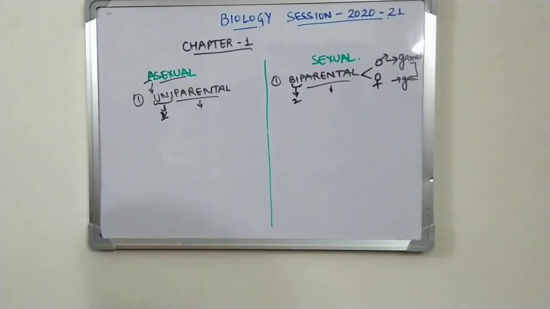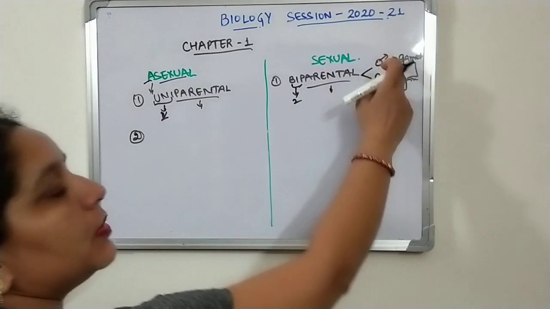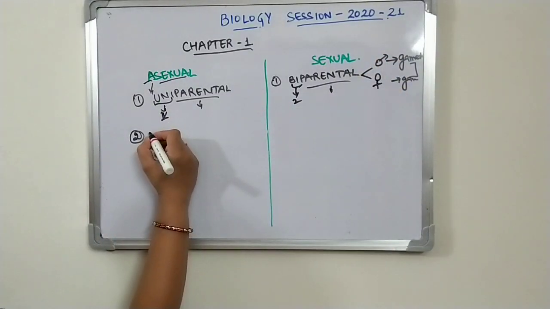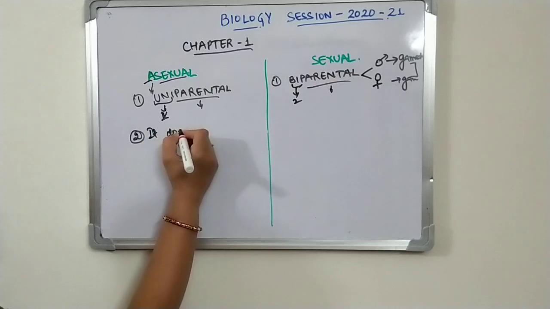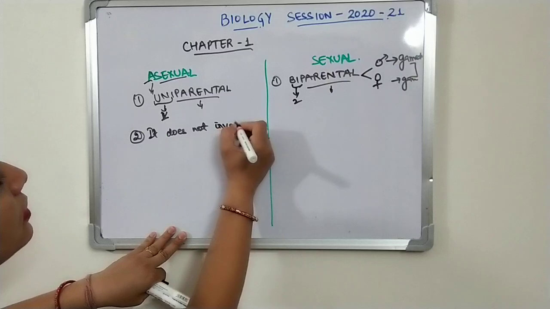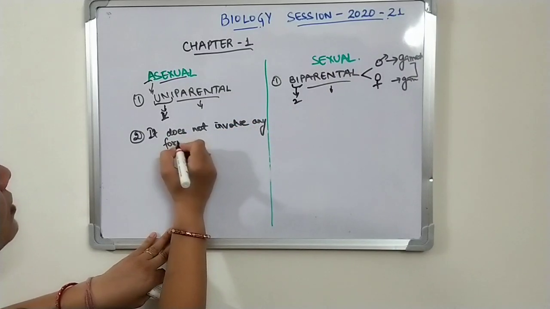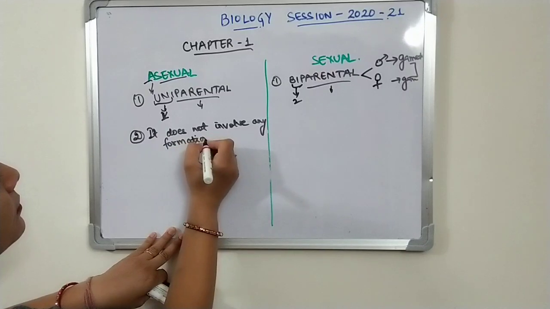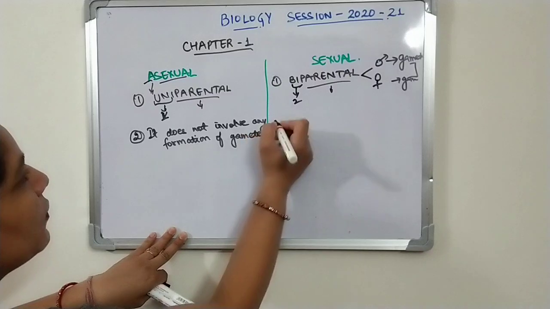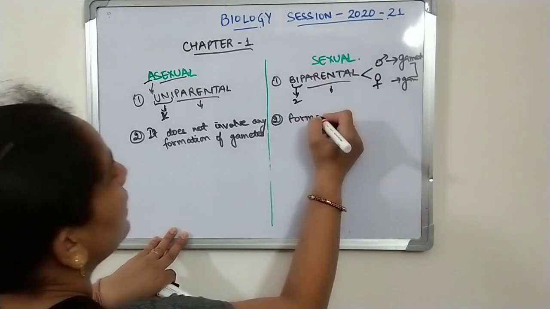The second difference is that, as we all know, in sexual reproduction there is formation of gametes. So the second difference becomes: asexual reproduction does not involve any formation of gametes, whereas sexual reproduction involves formation of gametes.